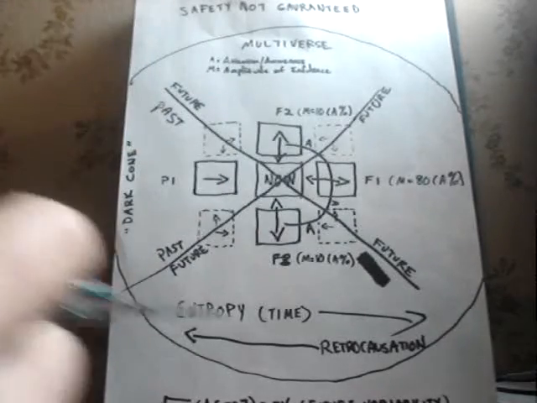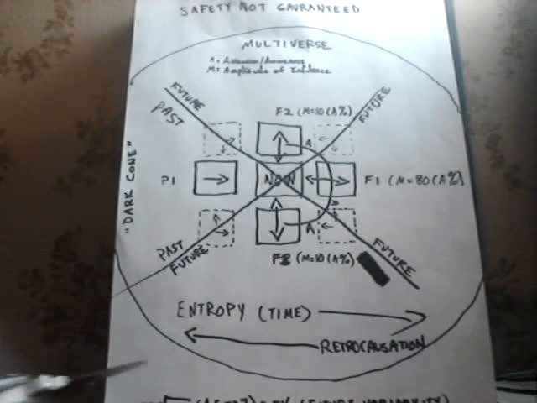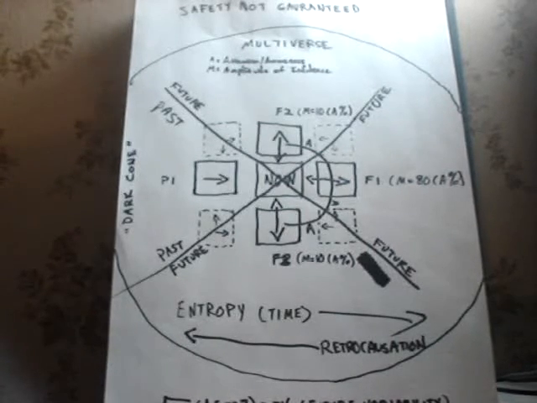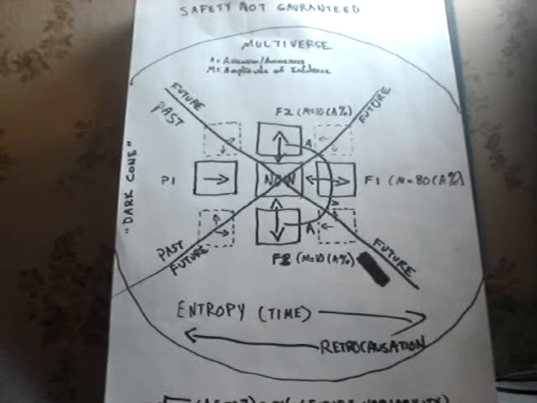So the multiverse itself is a quantum computer, or is functionally a quantum computer. We can think of it as that. It's difficult to prove that that's the case at this point. I think it will be shown that that's the case eventually.